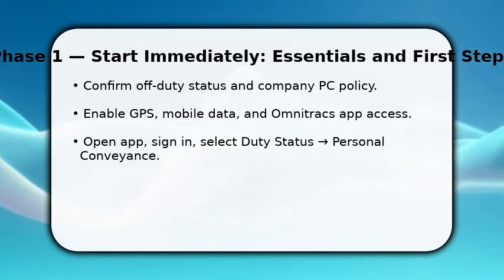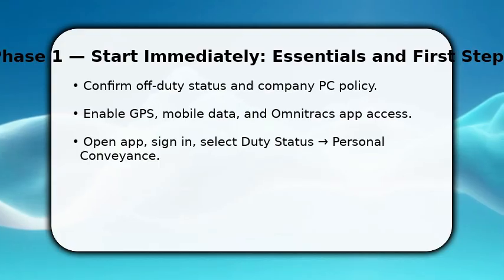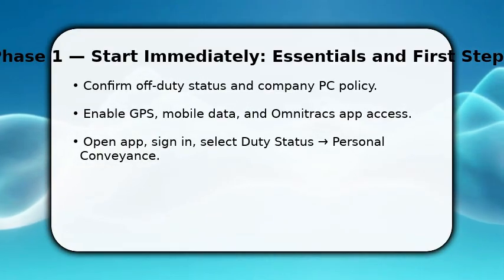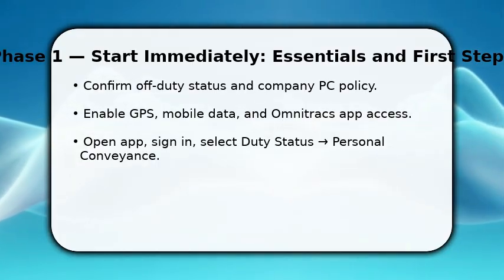Open Omnitracs, sign in with your credentials, and select duty status, then choose personal conveyance. Do this now to mark the start of the PC interval. It tells dispatch and the ELD that travel is personal, not driving for hire, and keeps your hours compliant.